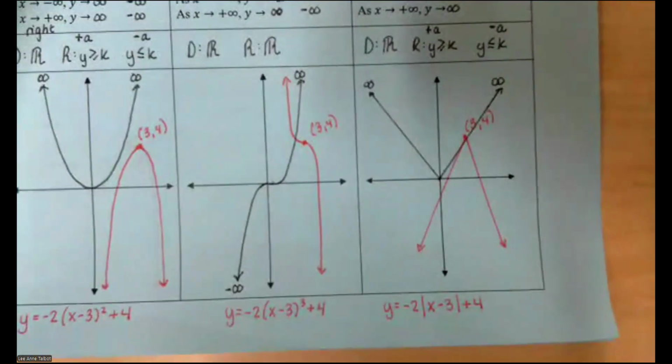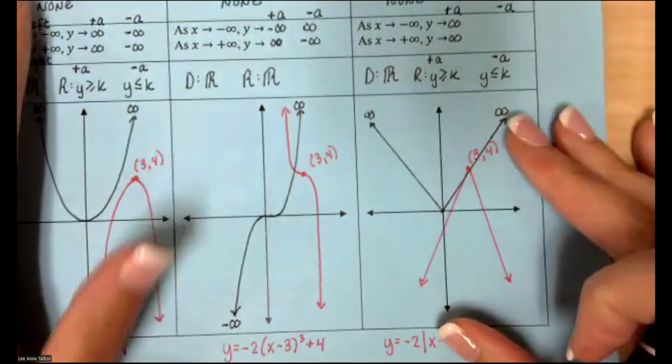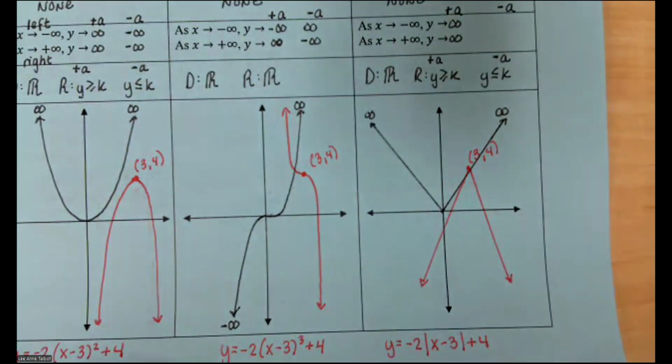Okay, what about the absolute value? What are both of the arrows doing on the red one? Down. Okay.